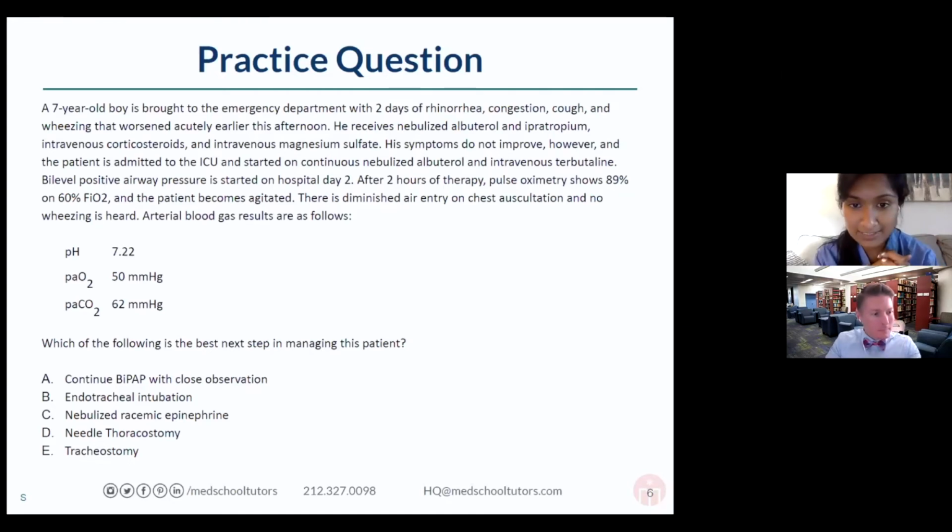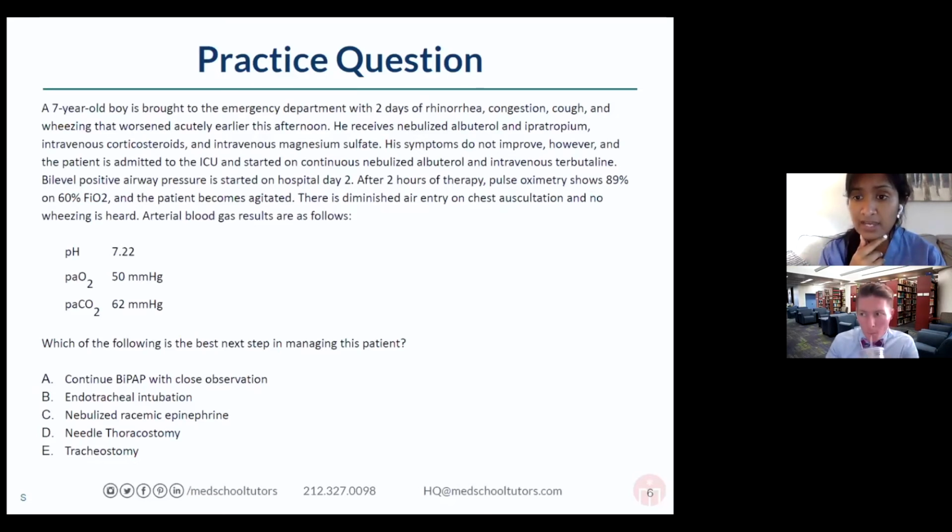So, a 7-year-old boy is brought to the ED with 2 days of rhinorrhea, congestion, cough, and wheezing that started this afternoon. Okay, so I'm already thinking what sort of respiratory diseases take place in children. He's having some sort of URI symptoms for 2 days. So hard to say, but it seems like it got suddenly worse today. So first things in my mind.